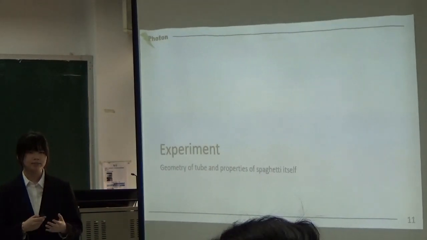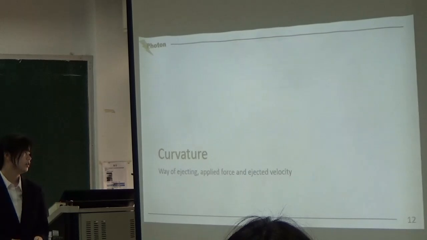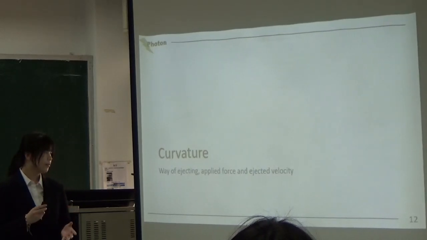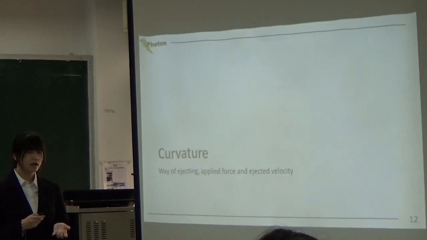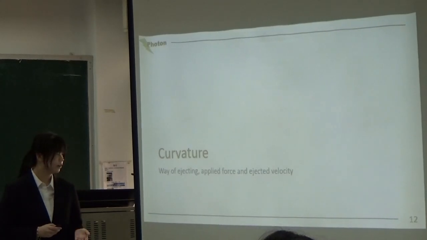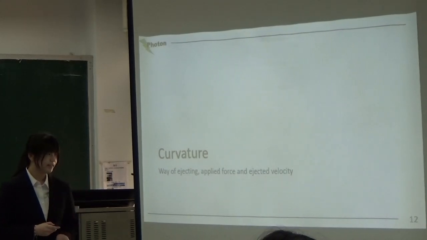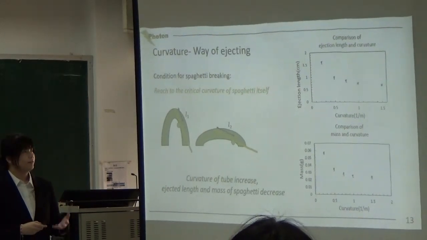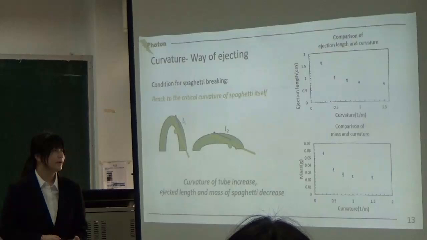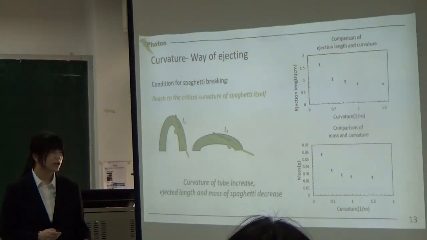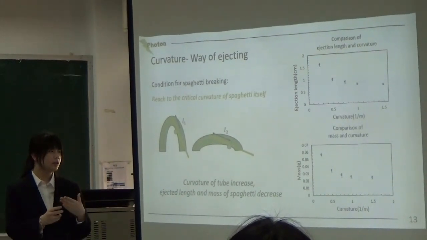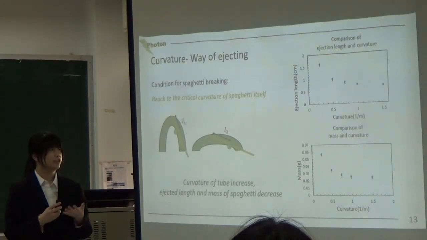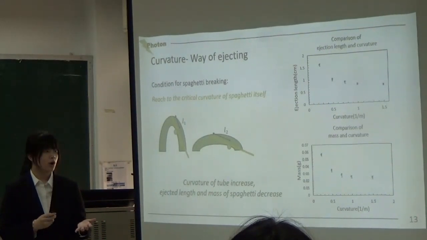So here is the experiment. The first variable is curvature, and we look at the way of ejection, the applied force, and the ejecting velocity. Here is the way of ejection. We can see the tail track. We can see that when the curvature increases, the ejection length and the mass will decrease.